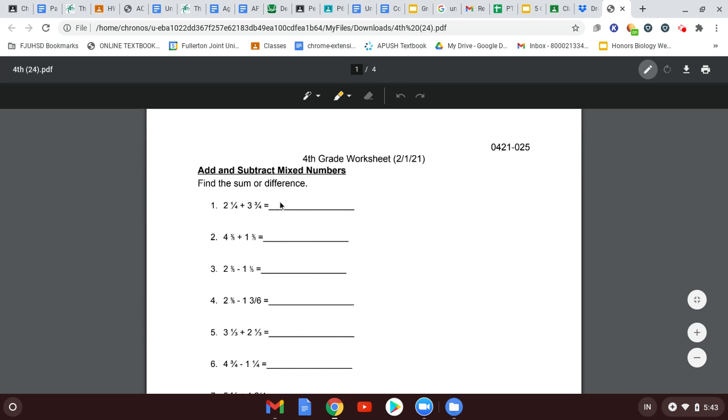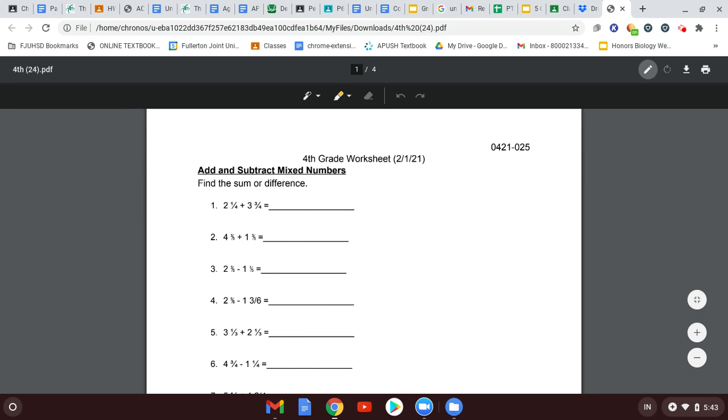Okay. So we're going to be finding the sum or difference of mixed numbers. Mixed numbers, as we all know from before, are numbers that have a whole number, like 1, 2, 3, 4, and 5, plus a fraction, such as 1/2, 1/3, 1/4, 2/4, something like that.